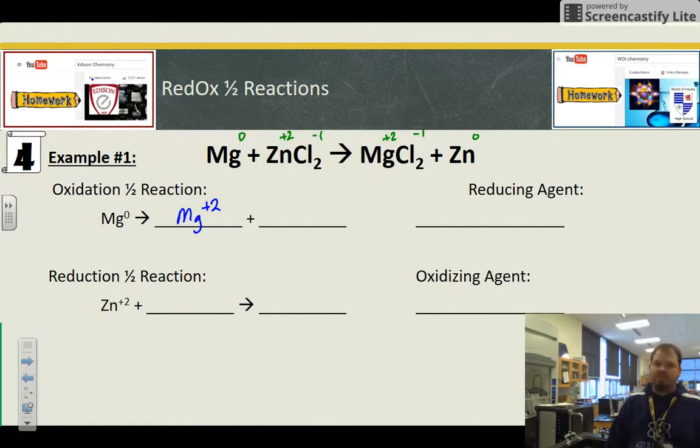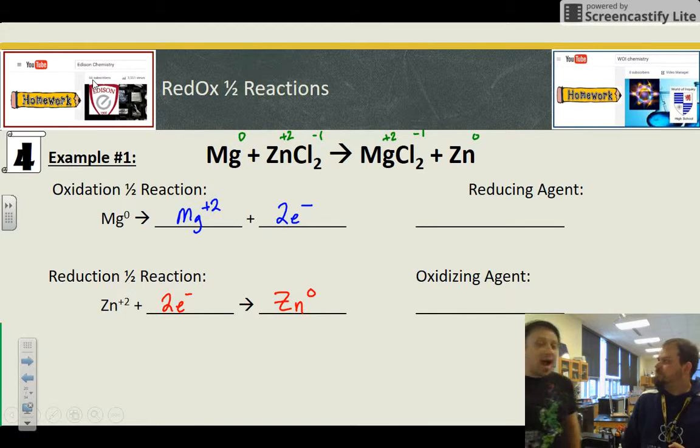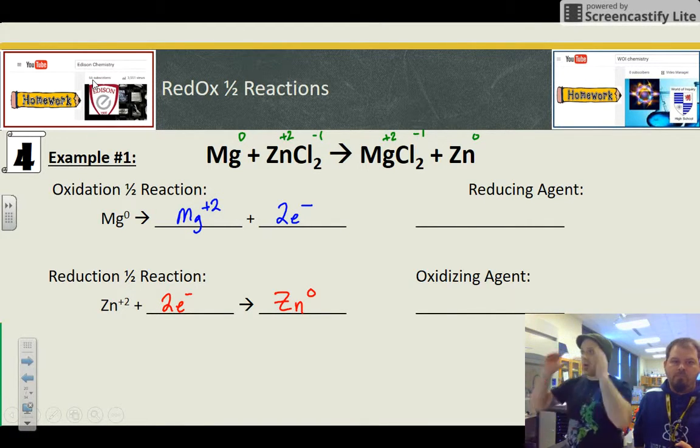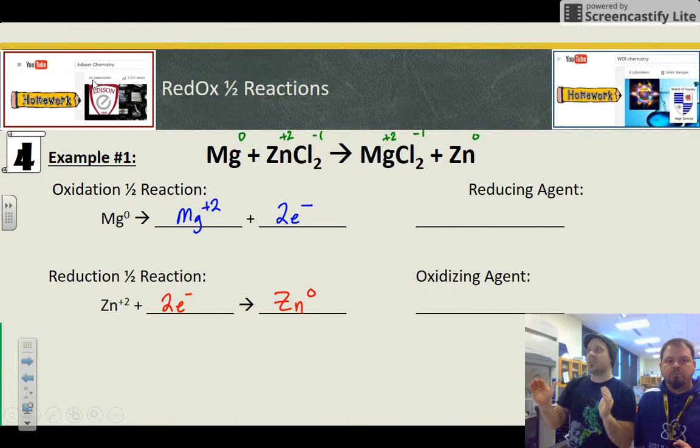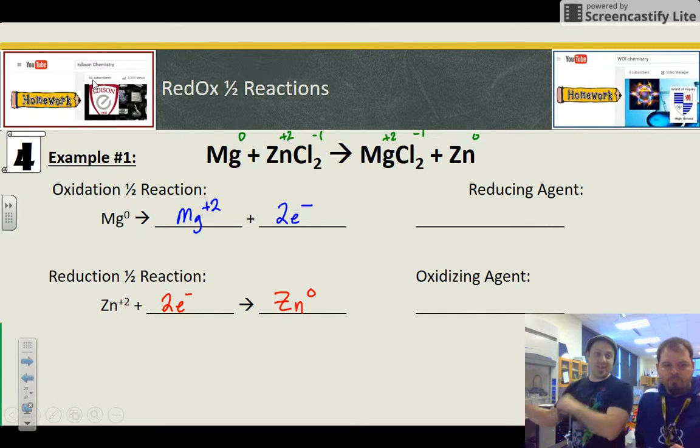How many electrons do you think that happened if I go from 0 to 2? 2. And now the other piece we missed with the oxidizing and reducing agent: you can never pick it from the product side. It's always on the reactant side. So do agents last, because I always do my agents last. I look and say, if it was oxidized, that means it was the reducing agent. And if it was reduced, that means it was the oxidizing agent.